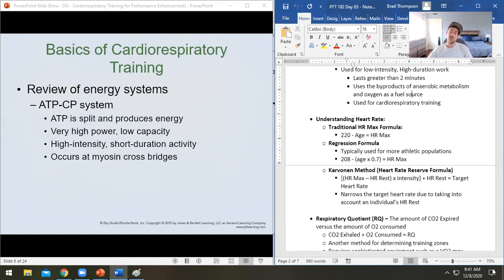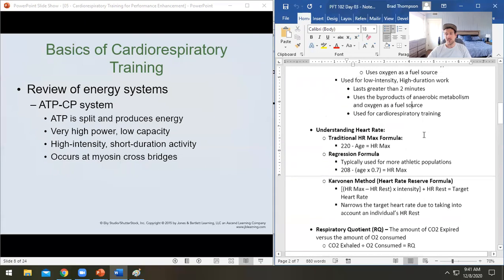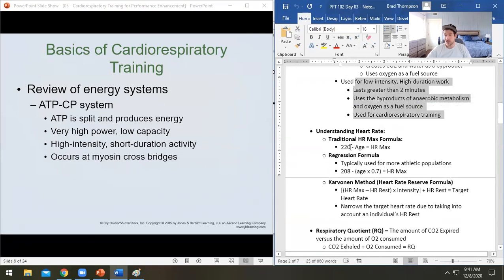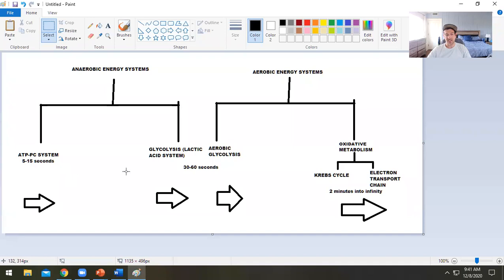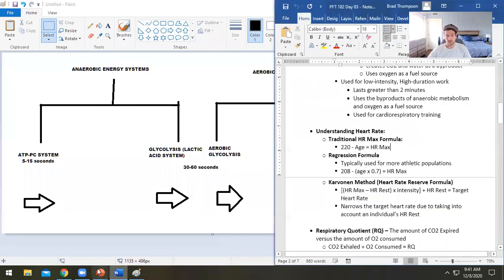But that doesn't mean that you can't tap into those other energy systems as well. Remember, this is low intensity, gentle, long duration work. Anaerobic metabolism is high intensity, short duration work. So we start here, and as time continues to move, we work our way through these other energy systems.